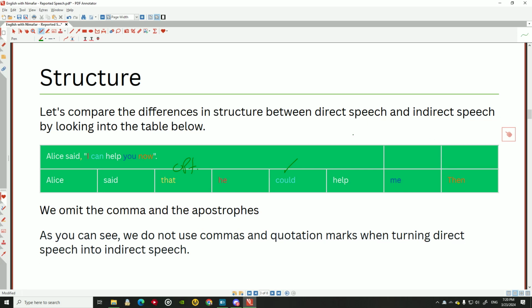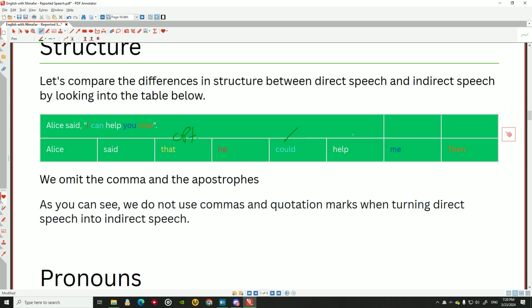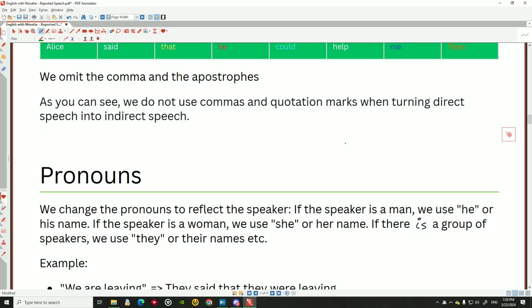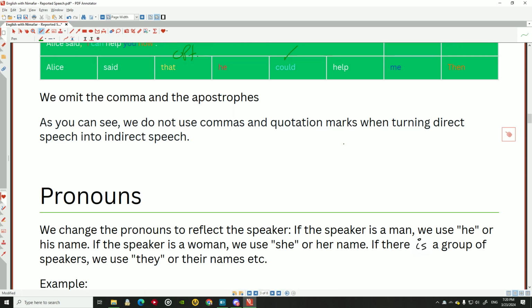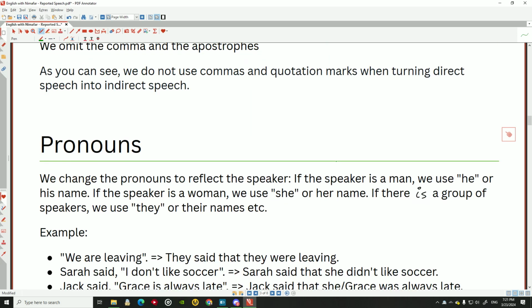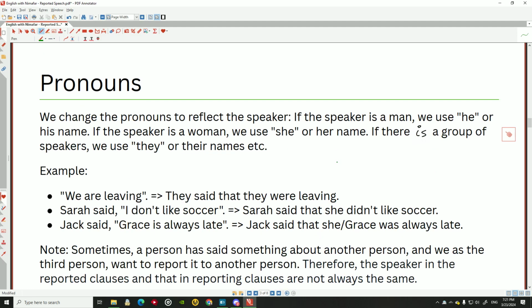indirect one. We omit, which means to delete, the comma and the apostrophes or double quotations. As you can see, we do not use commas or quotation marks when turning direct speech into indirect because we are saying it. We are not writing. We are saying it normally. Or you can type it in this style, texting someone, but still we don't use punctuation, quotation marks or commas here. Now let's go to pronouns.